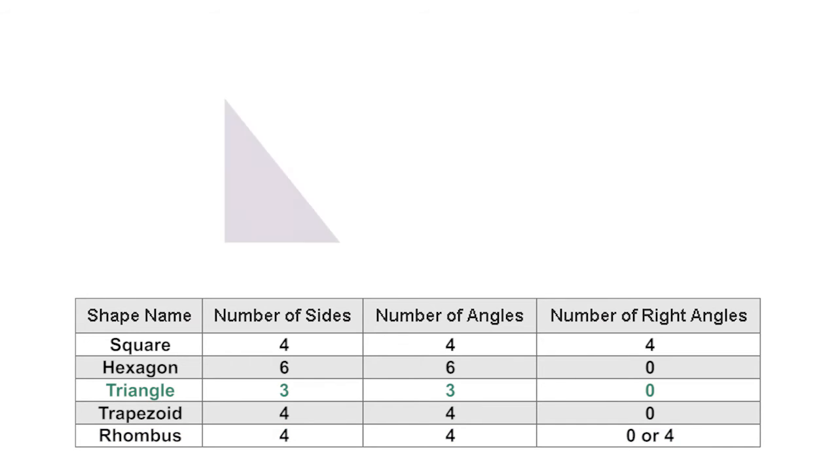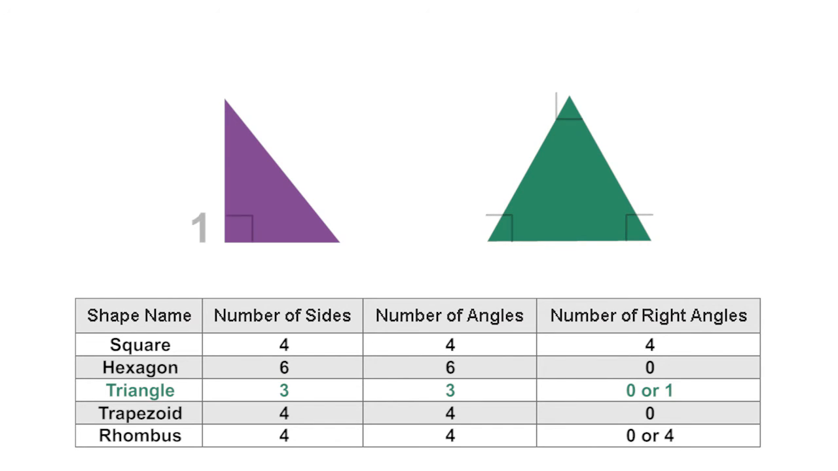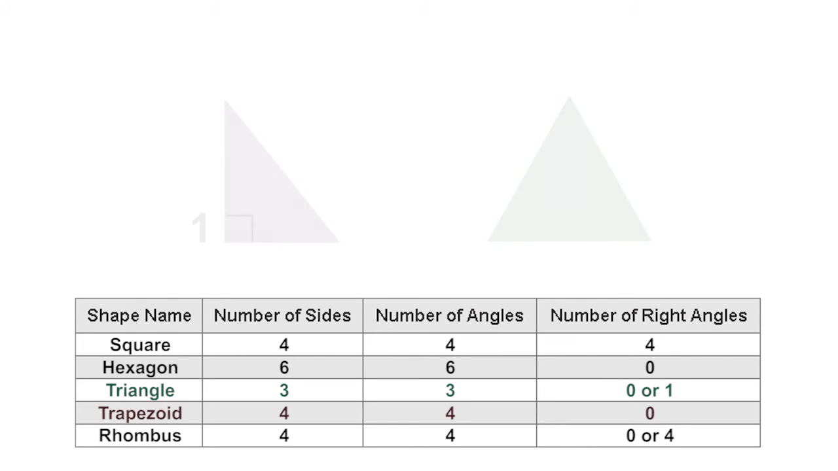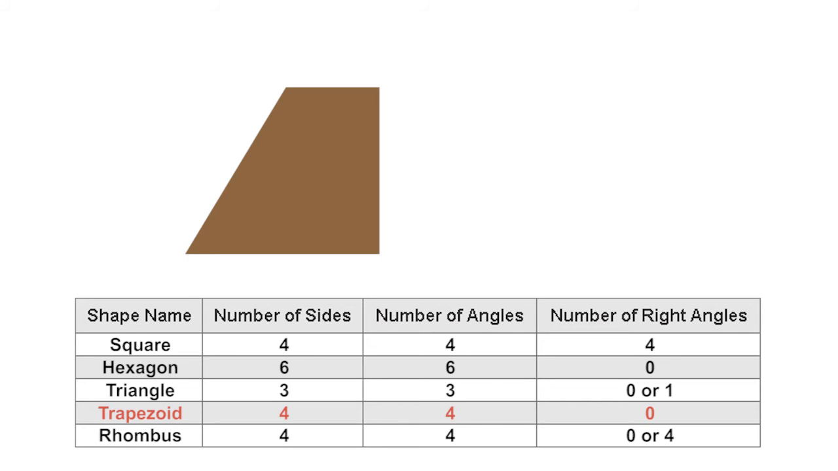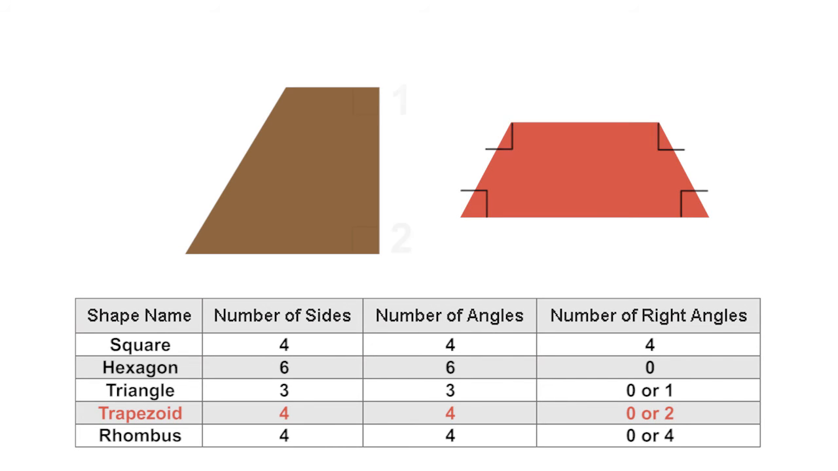Now let's look at a different triangle. This purple triangle has 1 right angle. So, a triangle can have 0 right angles or 1 right angle. Let's look at one more shape. This is a different kind of trapezoid. This brown trapezoid has 1, 2 right angles. Therefore, a trapezoid can have either 0 or 2 right angles.